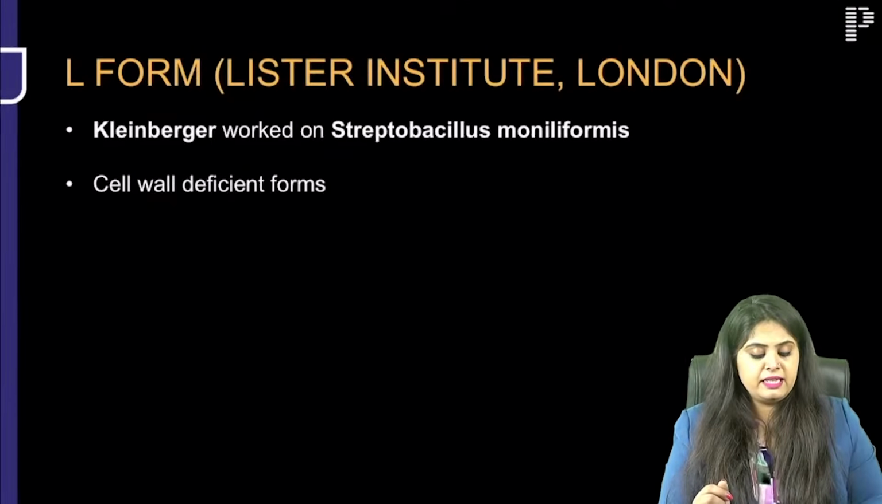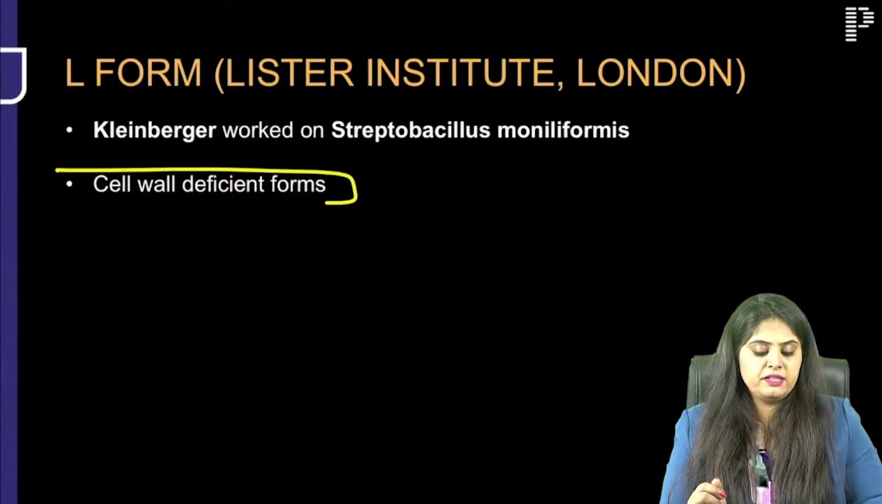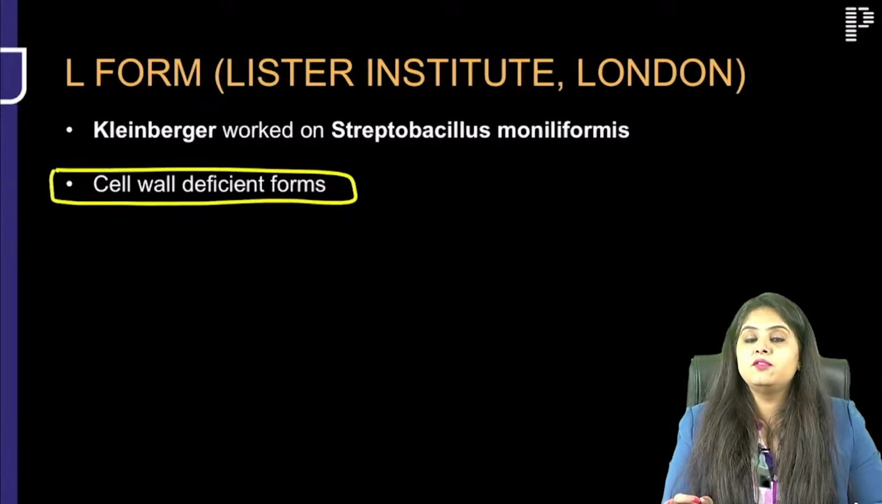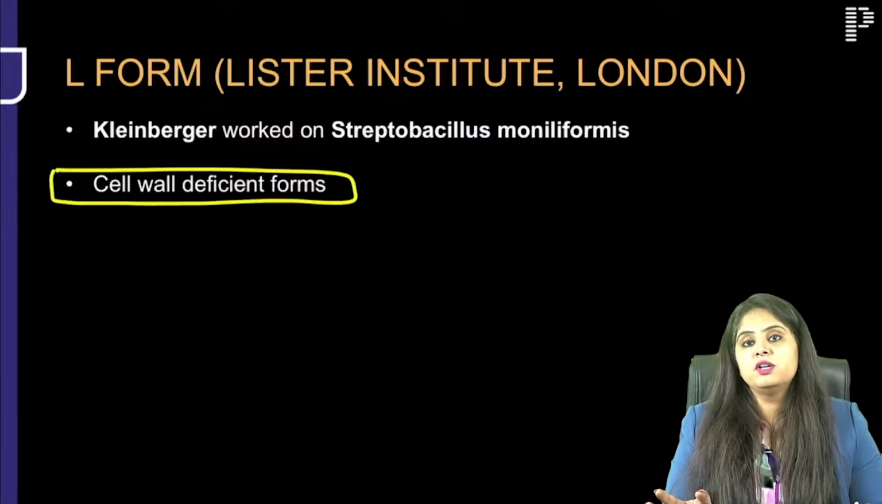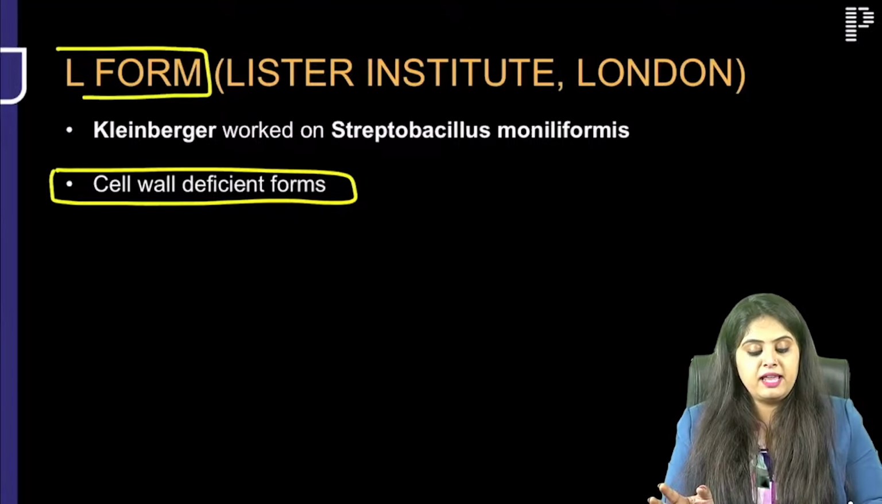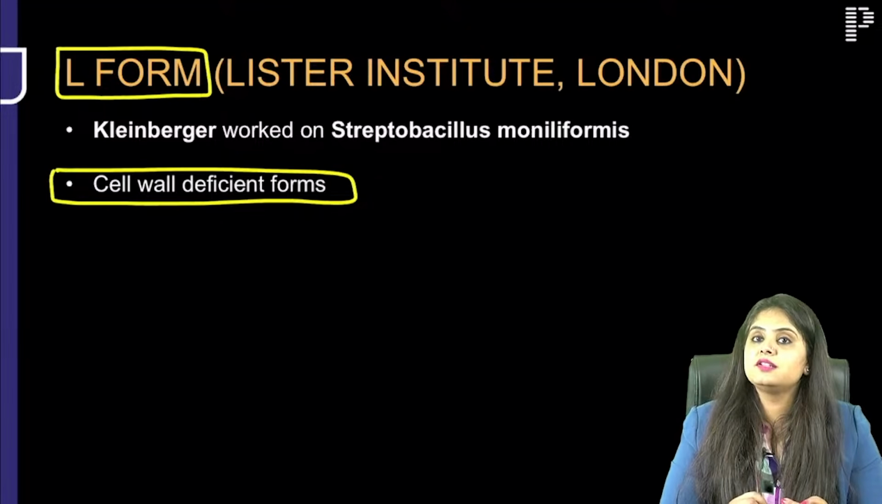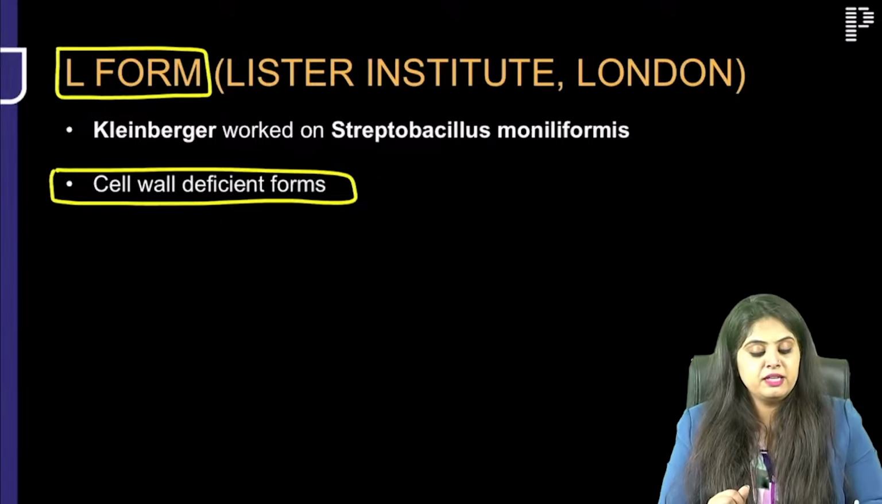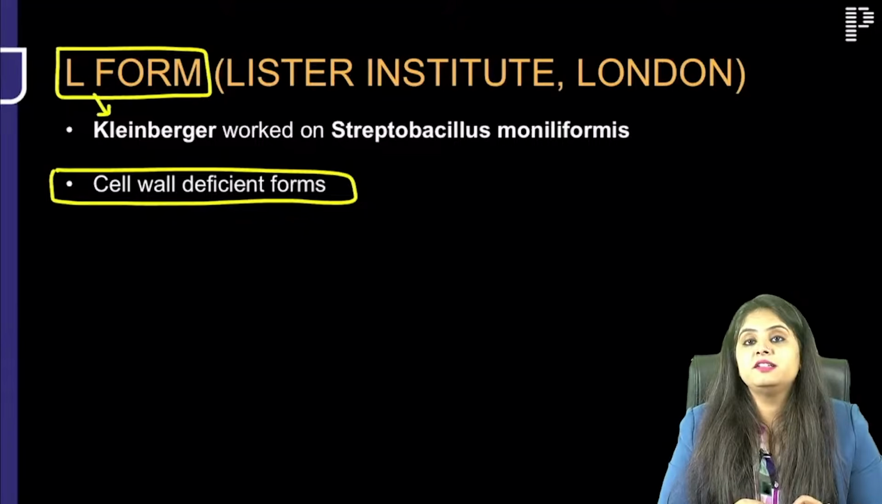What if there is no cell wall? What if there is something known as cell wall deficient forms? What are those? Ma'am, cell wall deficient forms are known as L forms. Did I teach you in the last class the scientist who gave you L forms? L forms were given by the scientist Klein-Berger.